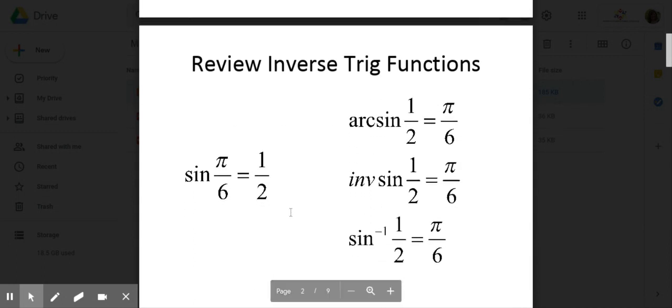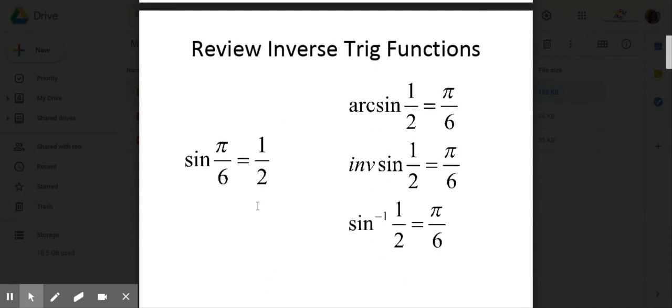What does inverse mean anyway? Inverse trig functions are where you're reversing. Inverses are where you're switching your x and y, your domain and range. So we know when we did trig functions, like the sine of pi over 6 is a half. So what if I started with the 1/2? That would be an inverse trig function.